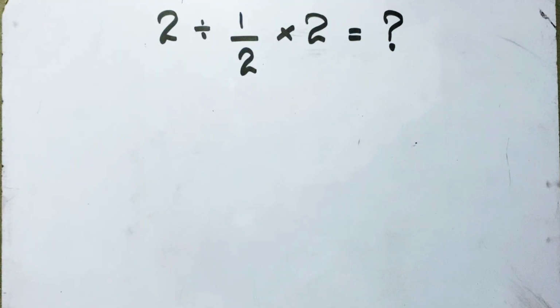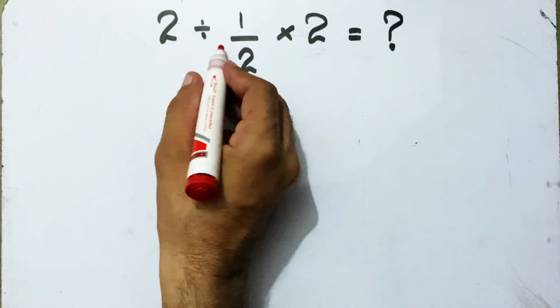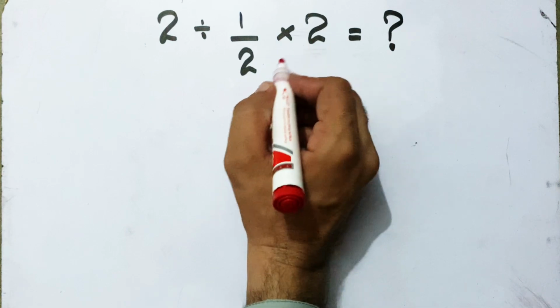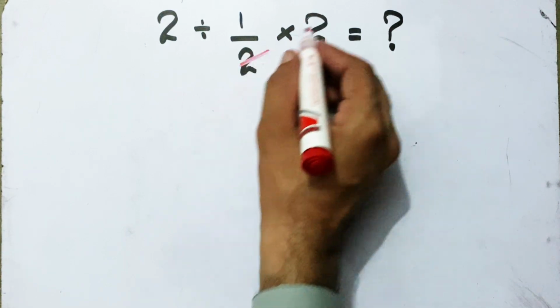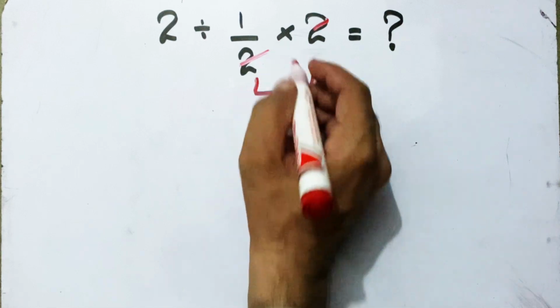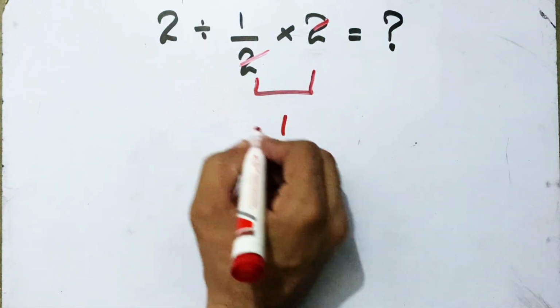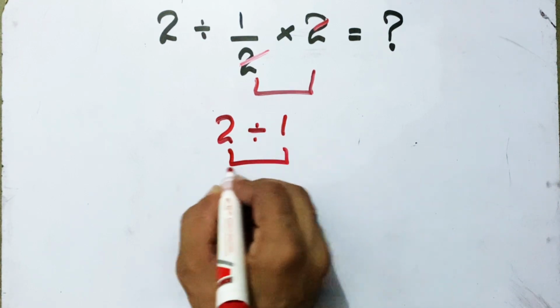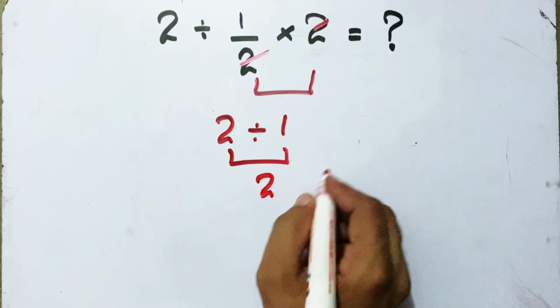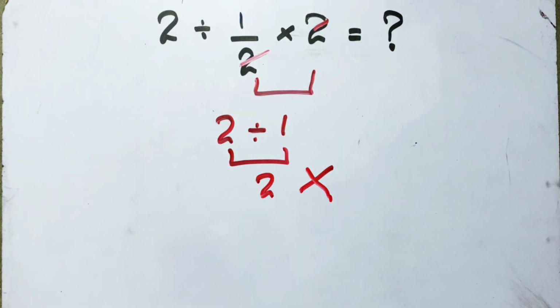Today we are going to solve this problem: 2 divided by 1/2 times 2. 1/2 times 2 cancels, which is equal to 1. Then 1 divided by 2 gives 2. But this answer is not correct.